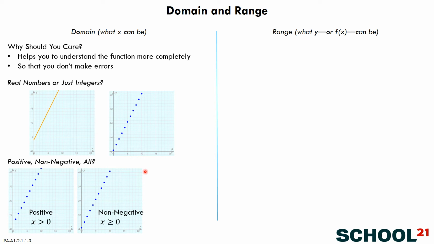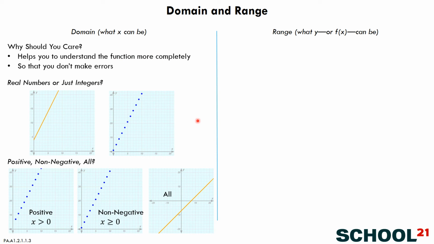And now how about this one? Can x be positive? Yes. Can it be negative? Yes. Can it be just integers or all real numbers? All real numbers. Good. So we're going to call this one all real numbers. That's what x can be. So that's about the domain.